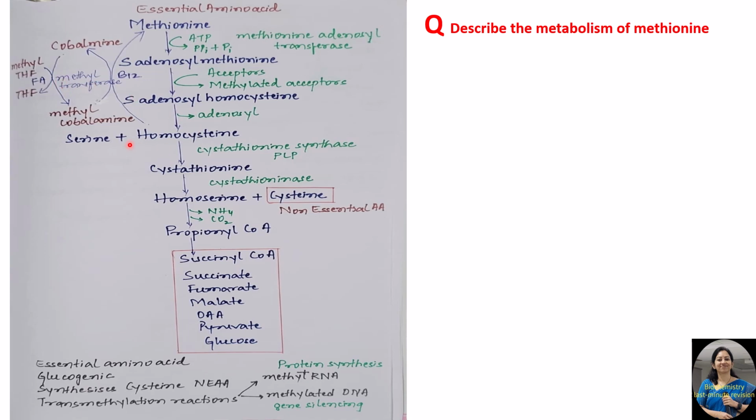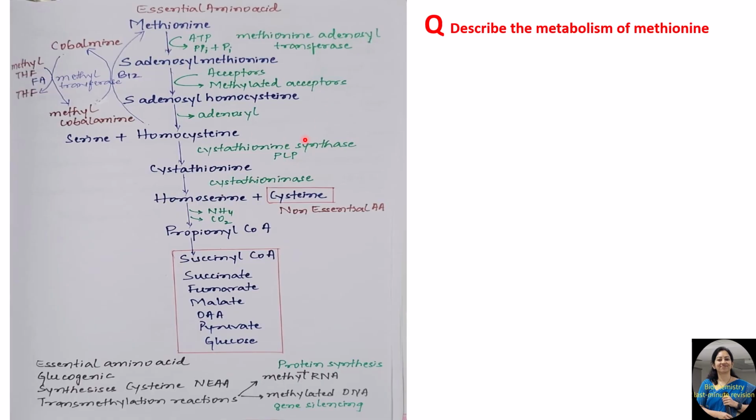So in the subsequent step, what happens is homocysteine gets converted to cystathionine. The enzyme is cystathionine synthase, and this requires B6 as coenzyme. The active form of B6 is pyridoxal phosphate. Other reactions where PLP acts as coenzyme are the transamination reactions and also glycogen phosphorylase. These are the reactions where PLP acts as coenzyme.